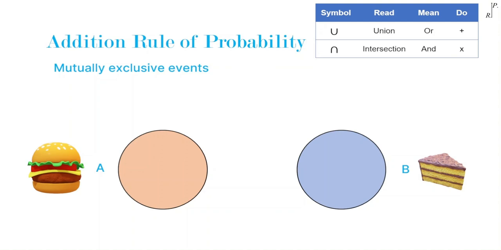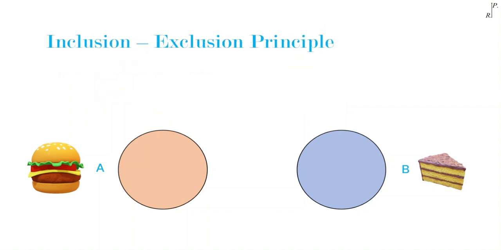Based on the above table, we can write it as probability of A or B equals probability of A plus probability of B. And since these are mutually exclusive events, both cannot happen together. Therefore, A intersection B becomes equal to null, and this is what is generally known as the addition rule of probability. Now let's extend this.